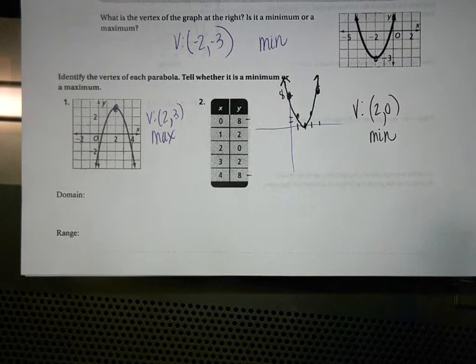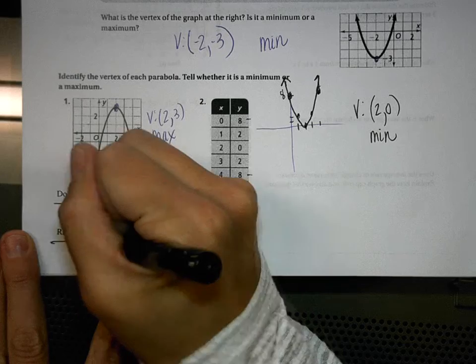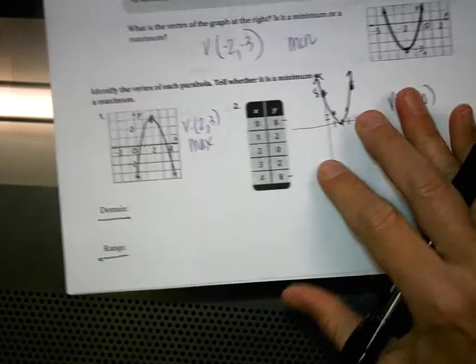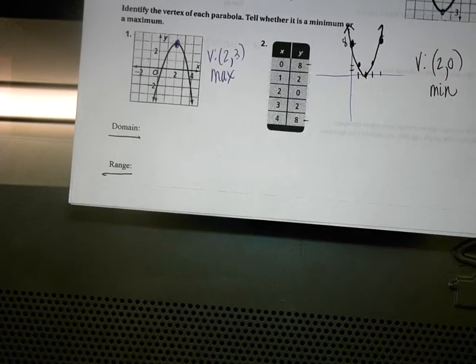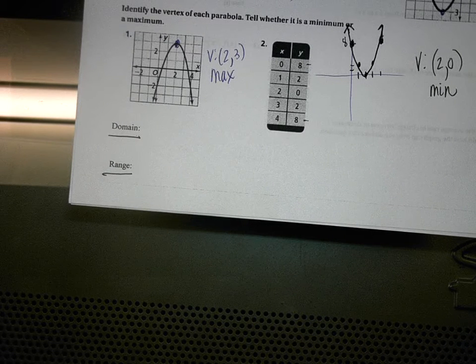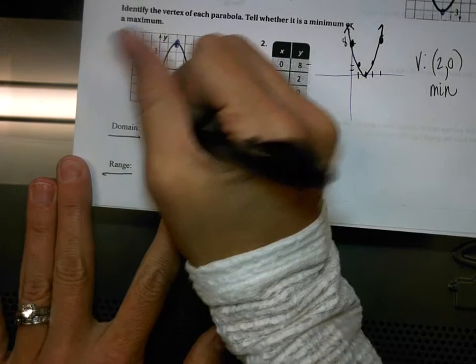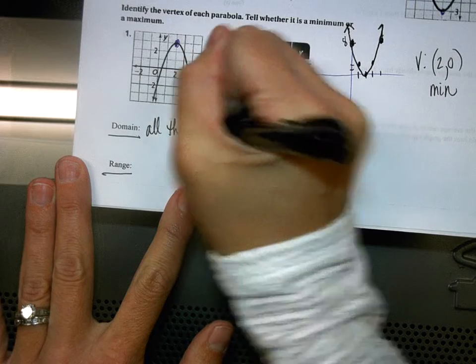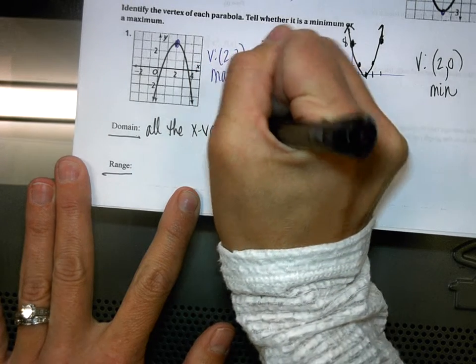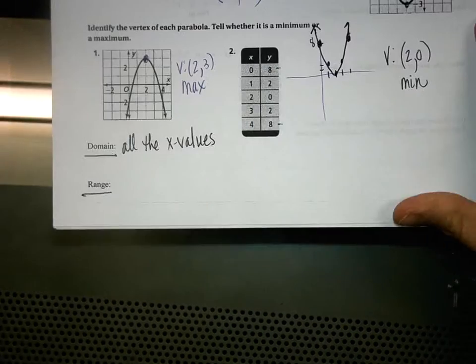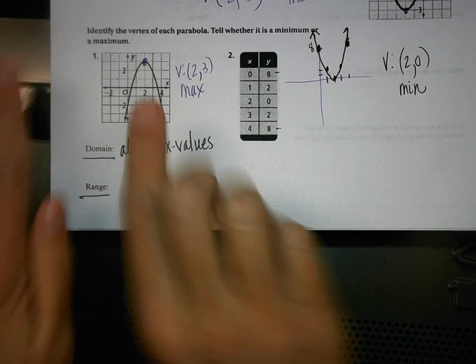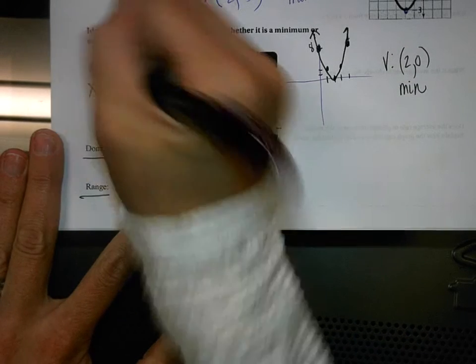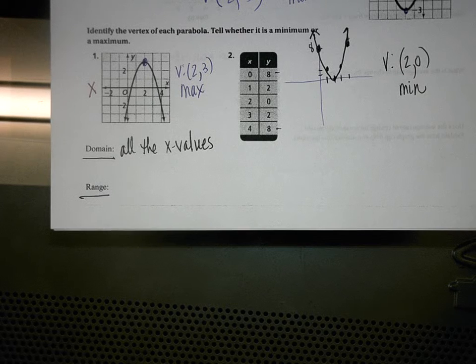Okay, down here at the bottom, we have domain and range. So I just want to talk about what is the domain and what is the range. Does anybody remember domain and range back from Math 1? Very good. Domain is, we'll go ahead and write that, all the x values. So when you're looking at these parabolas, this right here is your x-axis, correct? So your domain is all the values on your x-axis.